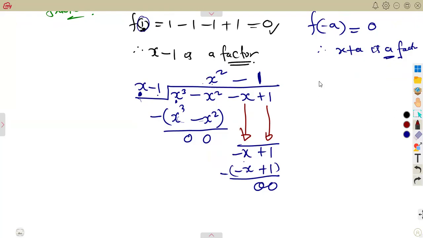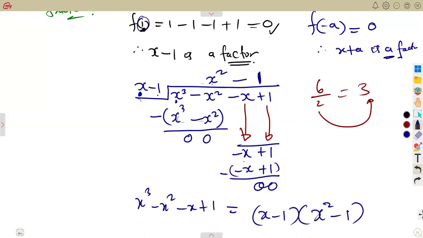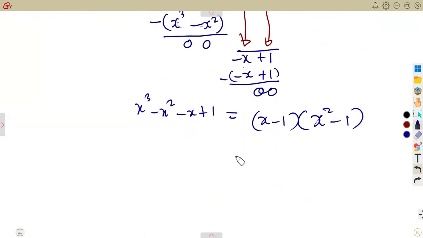So remember, I explained before, 6 over 2, if it is equal to 3, the product of these two must give us a 6. So when you divided this, you got x squared minus 1. So it means our f of x, which is x cubed minus x squared minus x plus 1, is simply the product of these two terms: what was dividing, the x minus 1, and what we got, which is x squared minus 1.